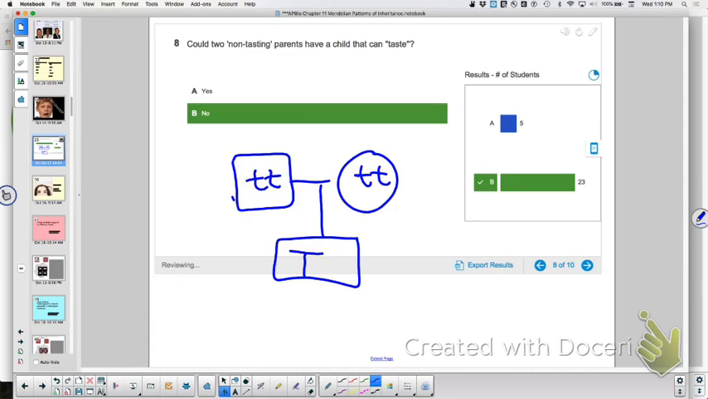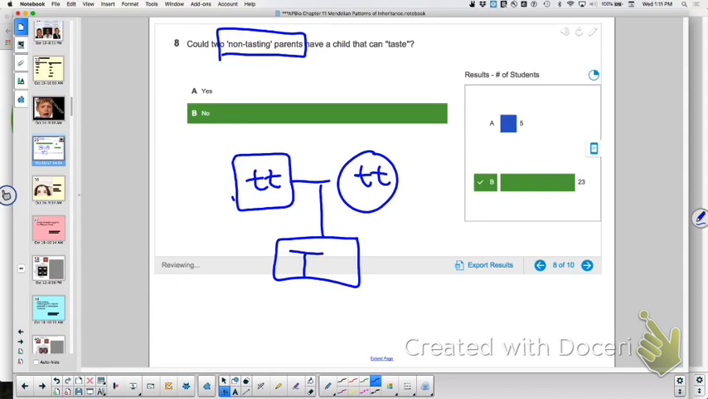Okay? These are non-tasting parents. Non-tasting, is that dominant or recessive? Recessive. That's like two blue-eyed people having a brown. That would be like two short pea plants having a tall. See that? And what's not going to happen? Does that make sense? All right.